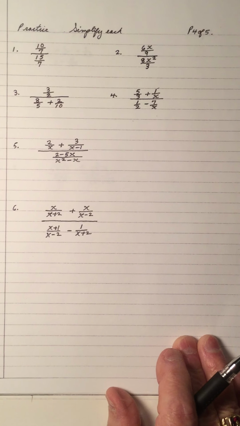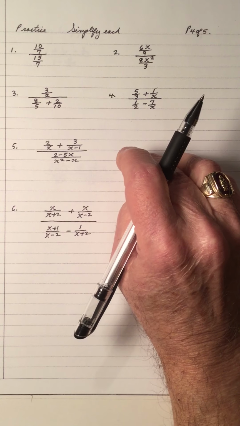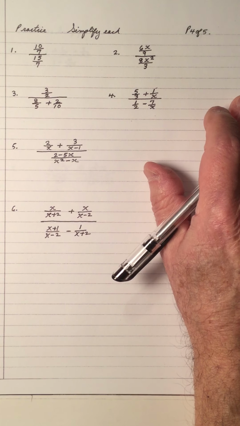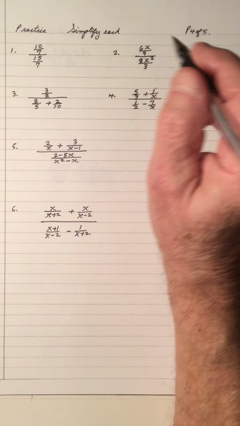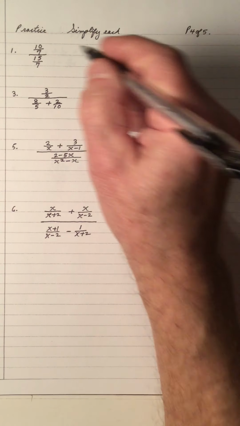So that's examples. Now, you try to see if you can work out these. Do one at a time. Here we go. Pause the video and work one out at a time. Press play when you get it done.